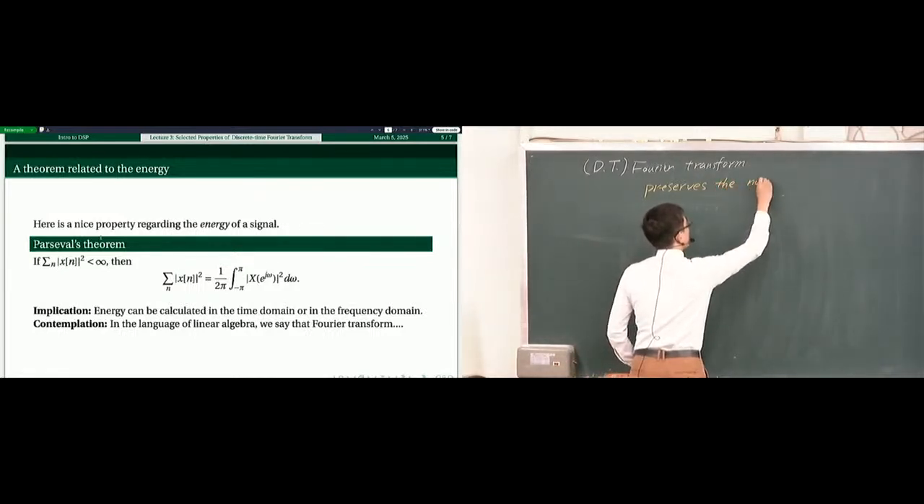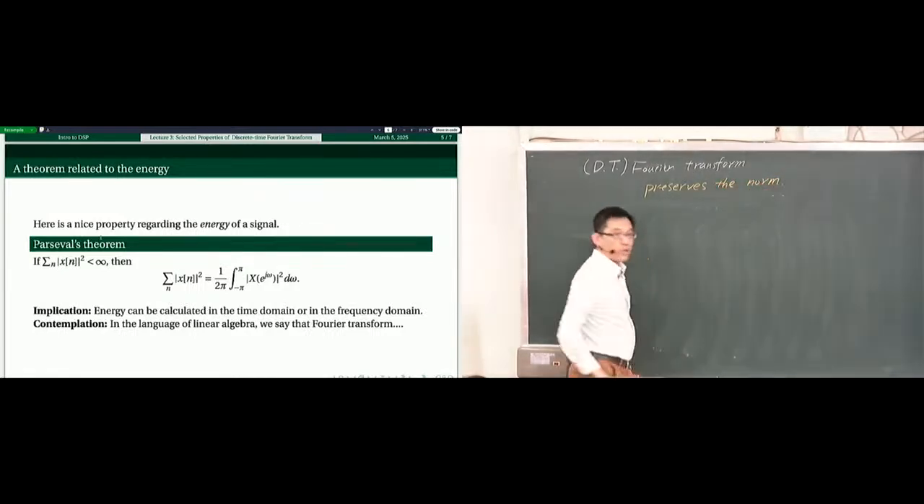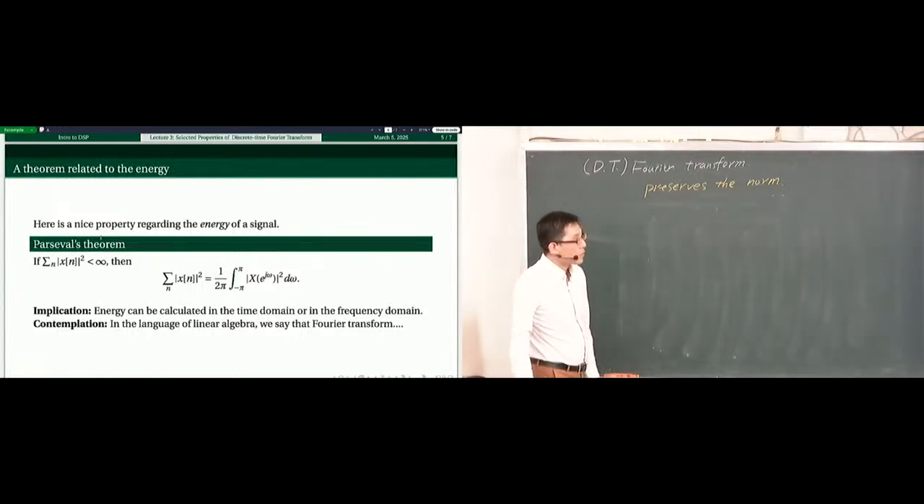What is a norm? A norm is about taking the inner product of a vector with itself, right? Does anybody remember? For those of you that have taken linear algebra, when we take the inner product of a vector with itself, that's defined as norm square.